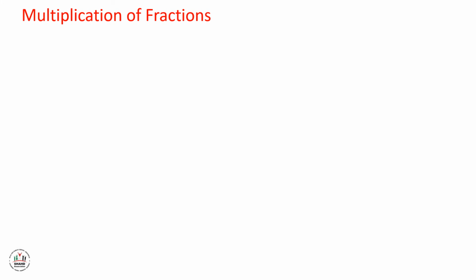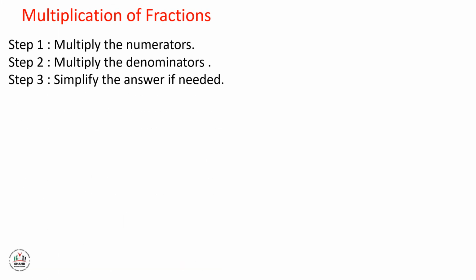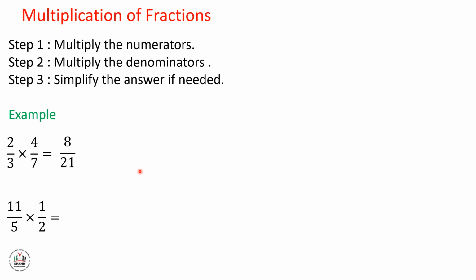Now multiplication of fractions. The first step, we multiply the numerators. The second step, we multiply the denominators, and we do simplification if applicable. So let's solve an example. 2 over 3 times 4 over 7. We only need to multiply 2 by 4 and 3 by 7. And the final result will be equal to 8 over 21.